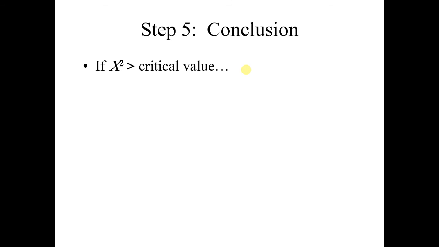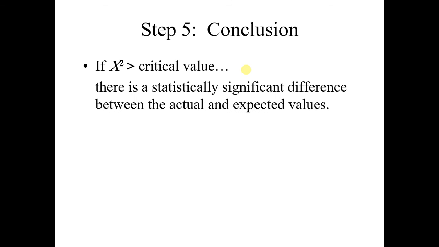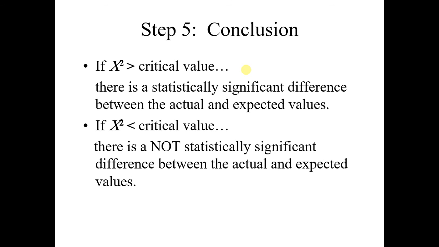If our chi-square number is greater than the critical value, then that means there is a significant difference between our actual and expected values. And so whatever our hypothesis was is incorrect. If the chi-square number is less than the critical value, then there's not a significant difference between what we expected and what we observed, and our hypothesis is correct.